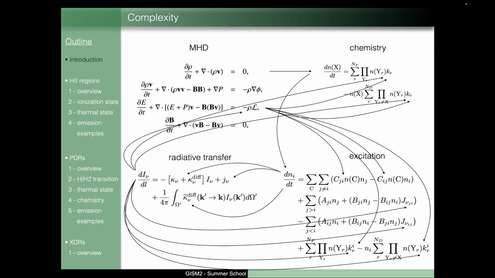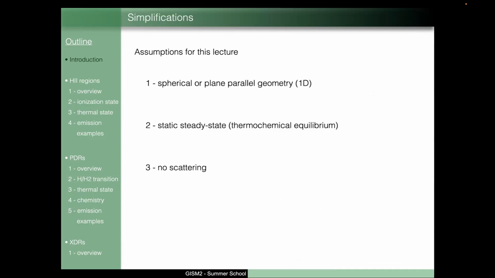The second simplification is that, indeed, all these environments are in dynamical evolution, but if the dynamical timescale is smaller than the chemical or thermal timescale, then we can consider thermochemical equilibrium. And this greatly reduces the complexity of the task. So this is what I'm going to do, in fact, during this lecture.